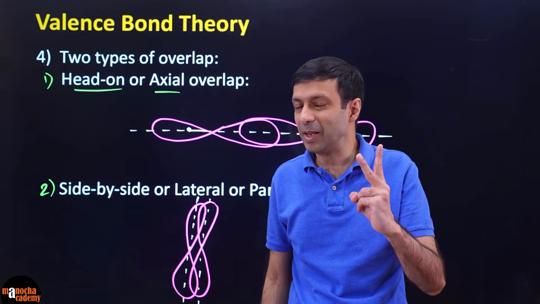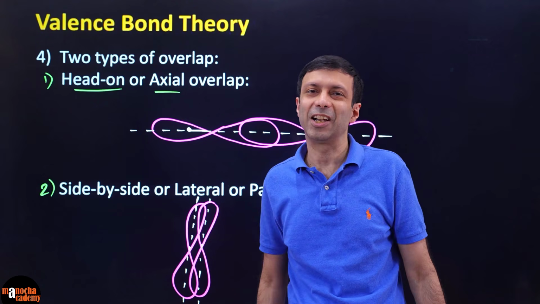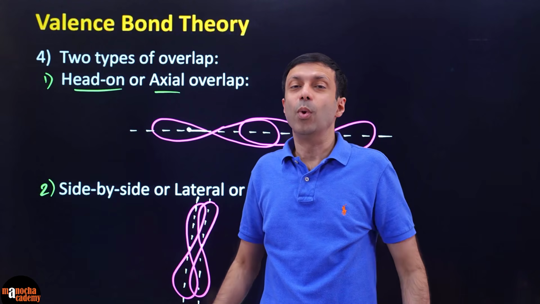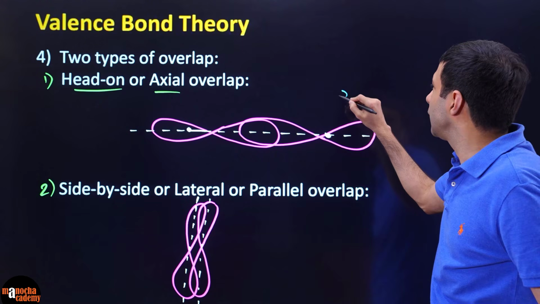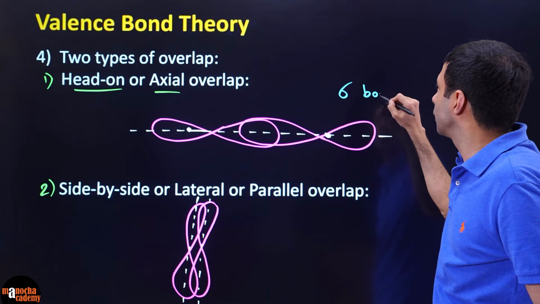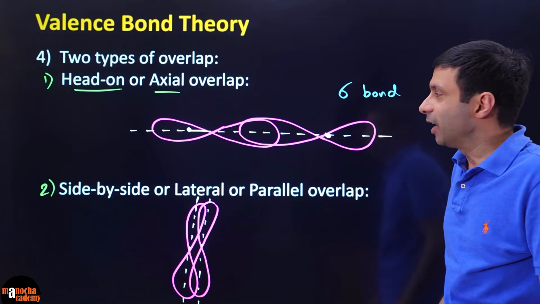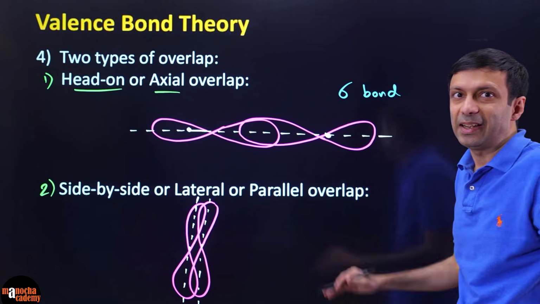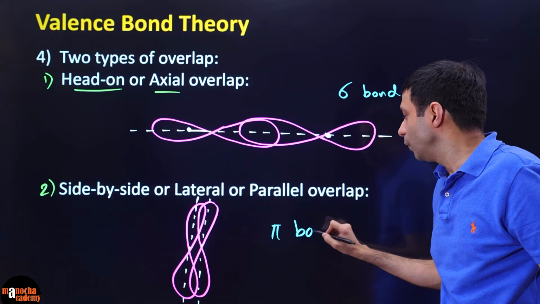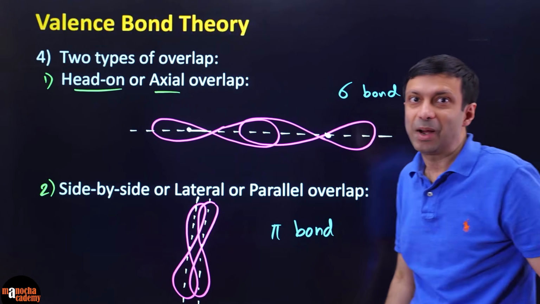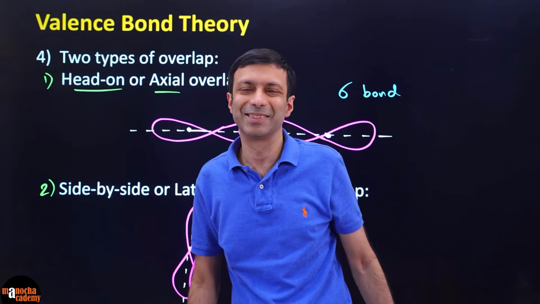So remember, two types of overlap of these atomic orbitals. When there is a head-on or axial overlap, we will say that a sigma bond is formed. This type of bond is called a sigma bond. And when you have a side-by-side, lateral or parallel overlap, it forms a pi bond. So we'll be discussing the details of sigma and pi bond in this video.